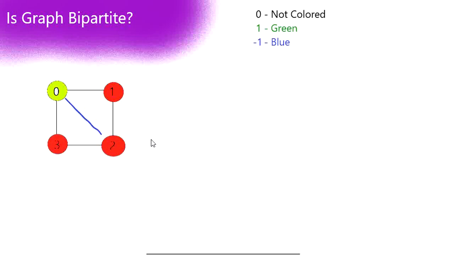So now it's time to move to node number 1. The connections for node number 1 are going to be 0 and 2. In this case, both of them are already colored. 0 is from a different set, but 2 is from the same set. They both are in red. In this case, there exists a link between nodes of the same set, so it directly returns false.